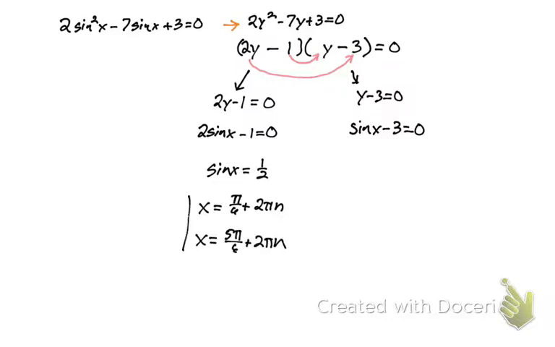So that handles that first one. Our next one's actually pretty nice, because when does sine equal 3? Never. So this does not exist. Extraneous solution.